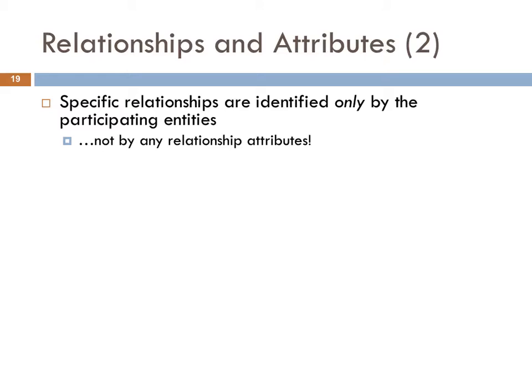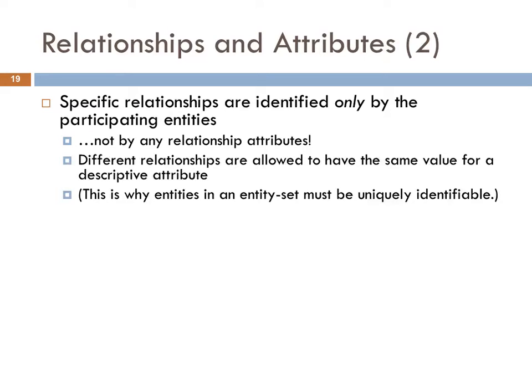Okay, specific relationships are identified only by the participating entities. This is what I was telling you. And this is the real crucial detail for understanding this. Descriptive attributes, you can have the same value on different relationships in that relationship set. So if you can have the same value for different relationships, then clearly it's simply descriptive. It's not identifying. Okay. All right.